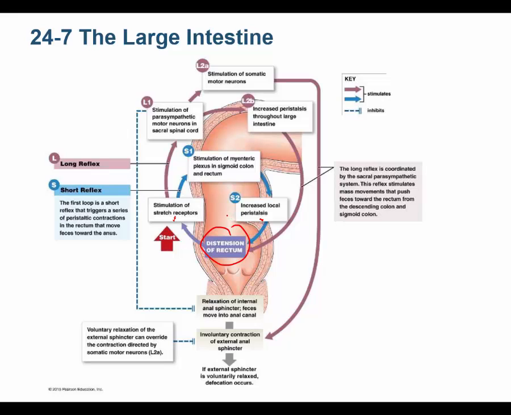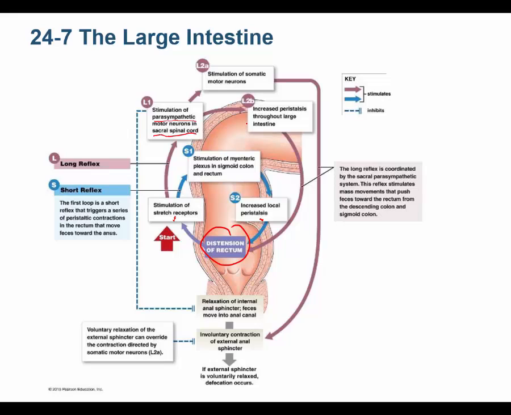All right. Now let's do the long reflexes here. When I have the distension of the rectum, I come up here and hit a long reflex. This long reflex stimulates my parasympathetic motor neurons in my sacral spinal cord. Remember, the parasympathetic nervous system is craniosacral, so you would expect this to be the sacral part of my spinal cord. So parasympathetic neurons are now firing. Let's follow L2B. This increases peristalsis throughout the entire large intestine, and that moves the feces towards the rectum.